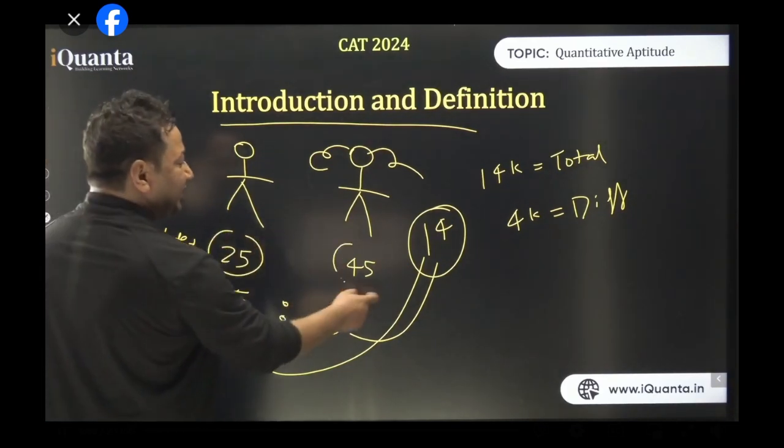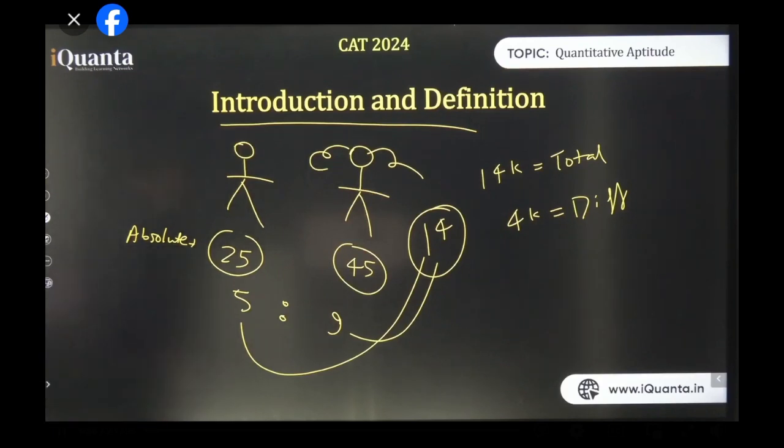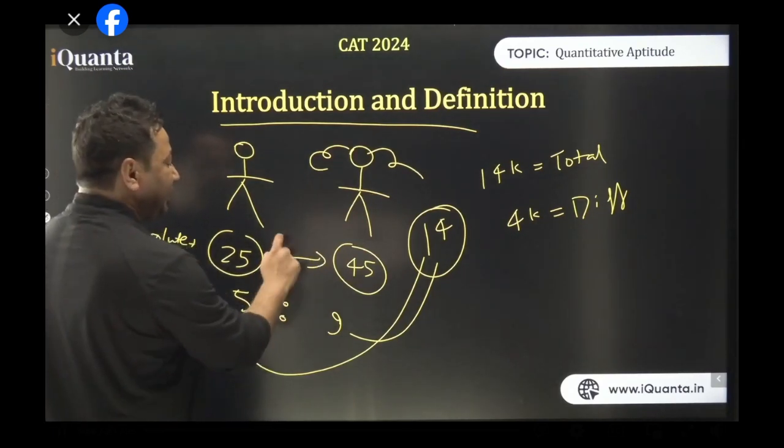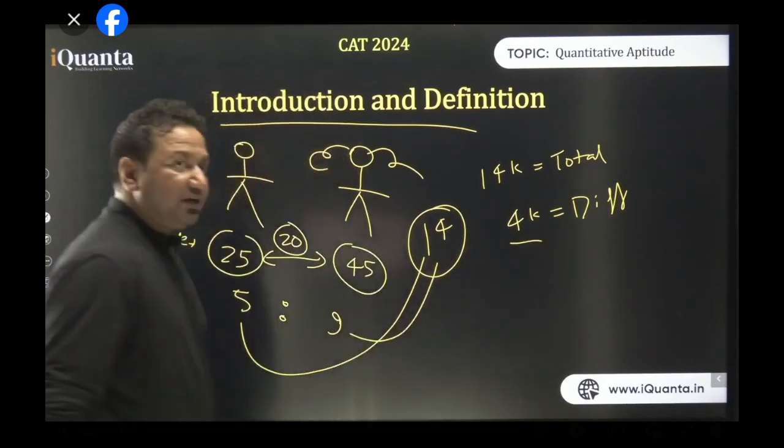25 plus 45 is 70. 70 is a multiple of 14. Fifth multiple of 14. Okay? Difference between these two is how much? 20. 20 is a multiple of 4. Which multiple? Fifth multiple.